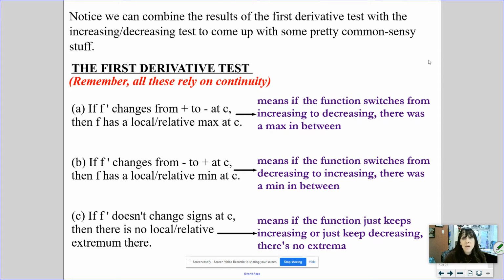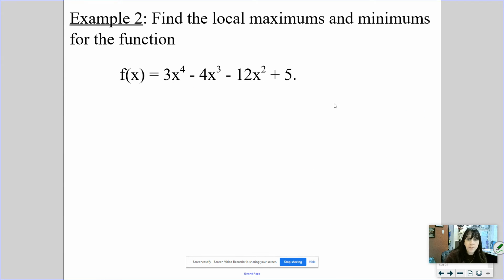So basically all that stuff I just told you has a name called the first derivative test. And it just simply means that if you have a function that changes direction from increasing to decreasing or vice versa, that you're going to have a min or a max in those locations. So this is a little cheat sheet for you, okay? Refer back to this whenever needed.